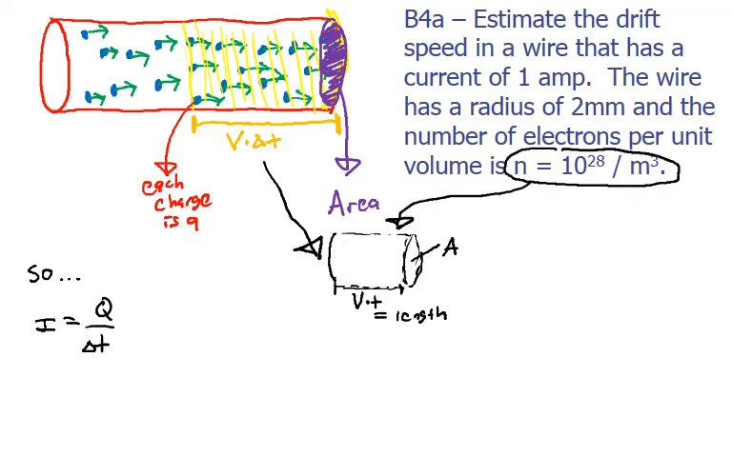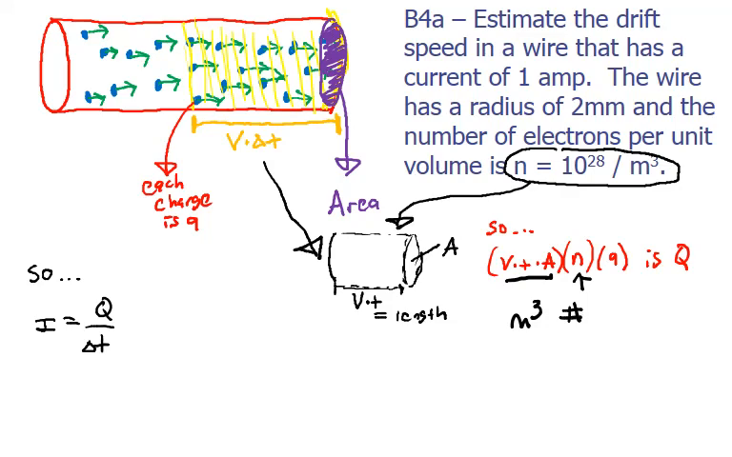All right, so what we're going to do then is take the v times t times A, which is the volume of this thing, in meters cubed. And then we're going to multiply that by n, which is the number of electrons per meter cubed. So what's going to happen is meters cubed is going to be gone, and we're going to have how many electrons are actually in here that are going to pass by. And then if we multiply that number by q, we're going to get how much charge actually passes through.